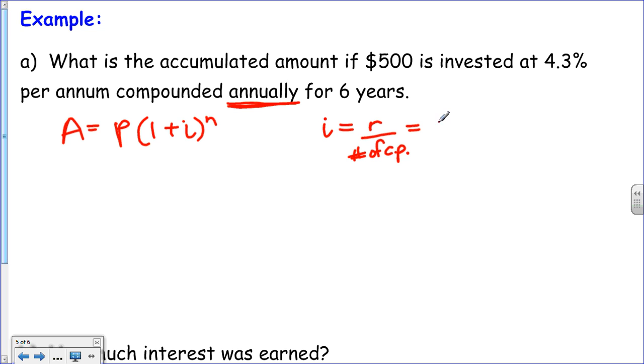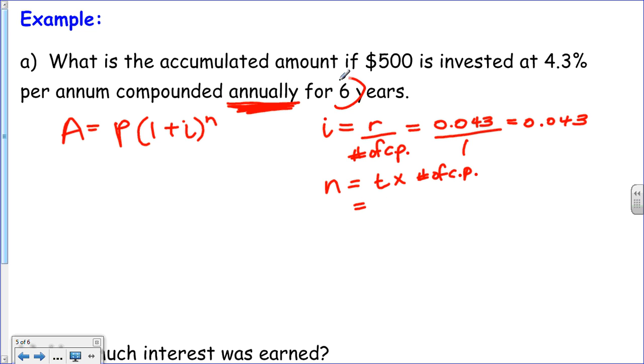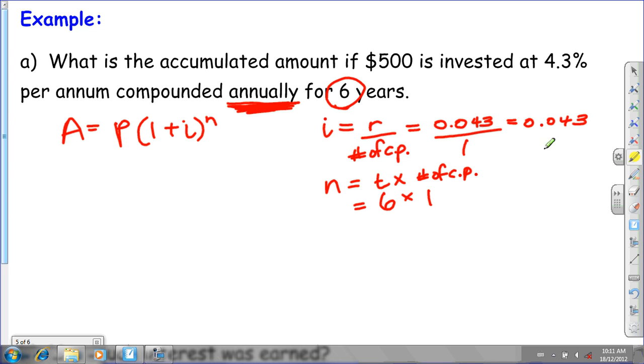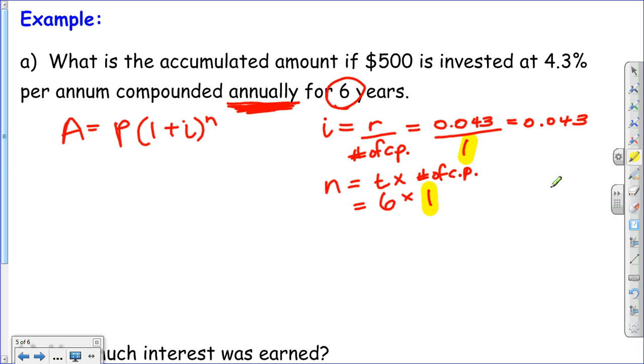Your rate, as a decimal, is 0.043. Because it's compounded annually, your number of compounding periods is just 1. So really, it's just 0.043, nothing changes. N is T in years times the number of compounding periods. How many years? 6. And the number of compounding periods is just 1 because, again, it's annually. And yes, this number and this number will always be the same. Whatever you divide by in I, you will also multiply by to get N. These two numbers will never be different. And then we get 6 for N.